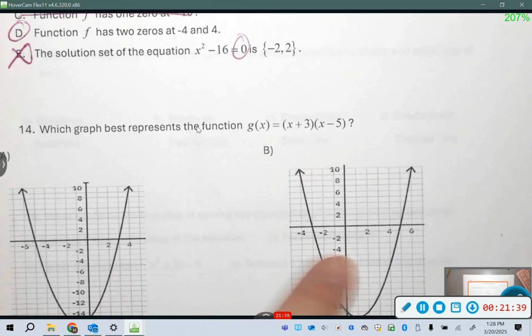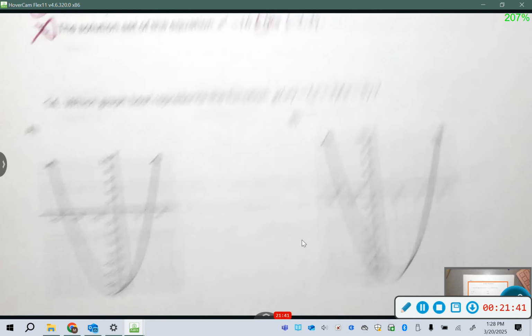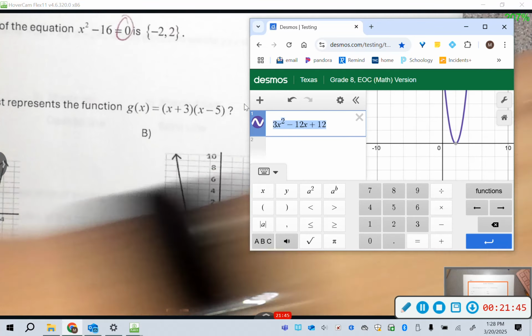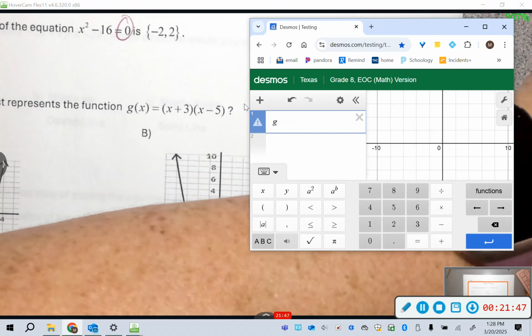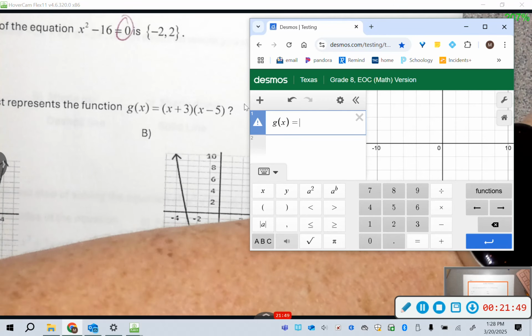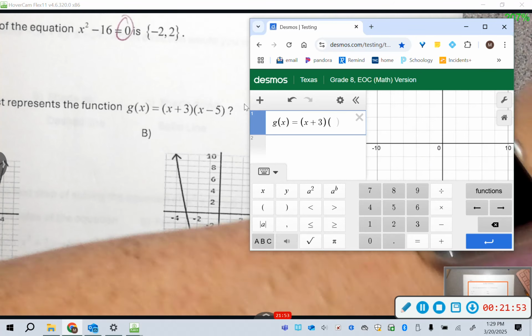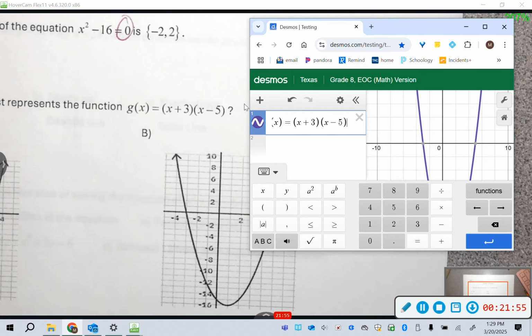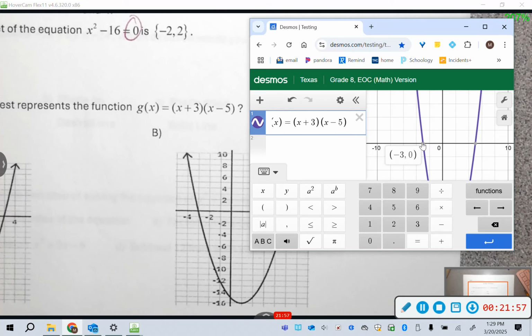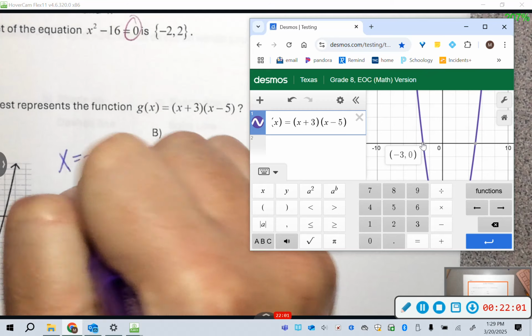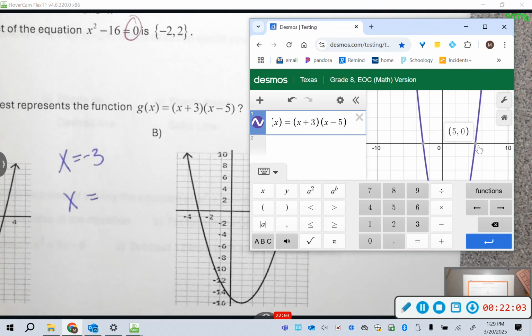Okay, let's look at 14. It says, which graph best represents this? Well, y'all, we can literally type this in our calculator. So we have g(x) equals (x plus 3)(x minus 5). And I'm just going to look at my intercepts. I have an intercept at negative 3 and x equals 5. And I'm going to compare to my graphs.